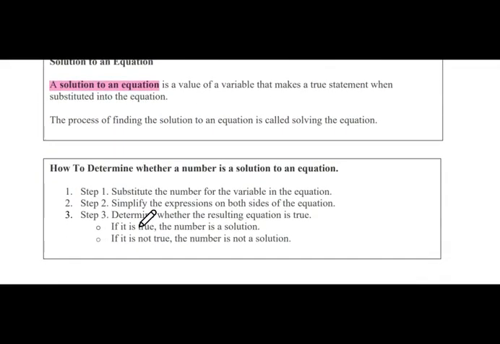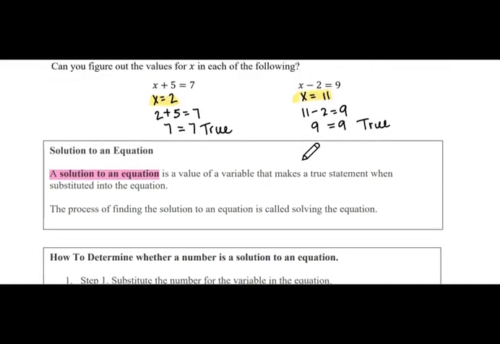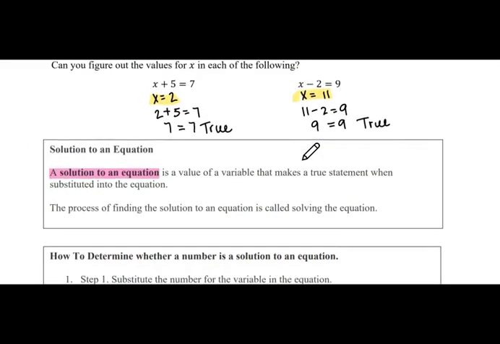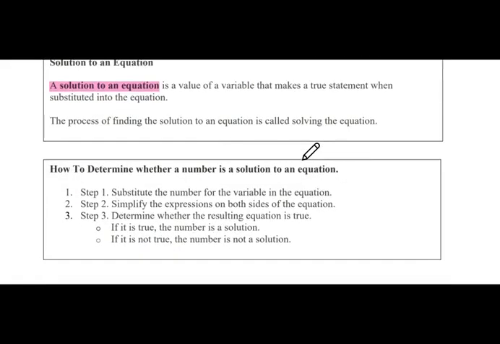So the first thing that we're going to learn how to do is to determine whether a number is a solution to an equation. You're going to be given a value and you're going to substitute that value into the equation. And if you get a true statement, that means that number is a solution to the equation. And if you get a false statement, then that number is not a solution to the equation.